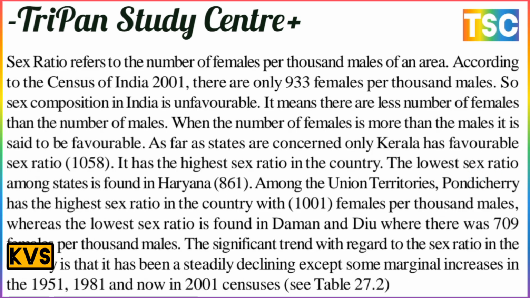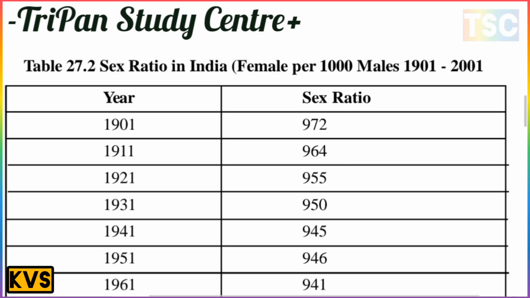The significant thing regarding the sex ratio in our country is that it has been steadily declining, except for some marginal increases in 1951, 1981 and now the 2001 census. There is a table given here. See the table, there is the 2001 census here. This is the most important information about the sex ratio in India: the table of females per 1000 males over 100 years, from 1901 to 2001.